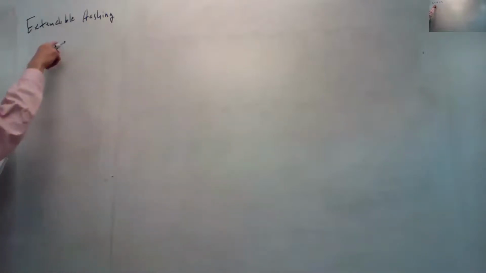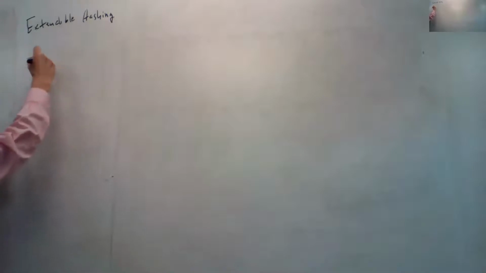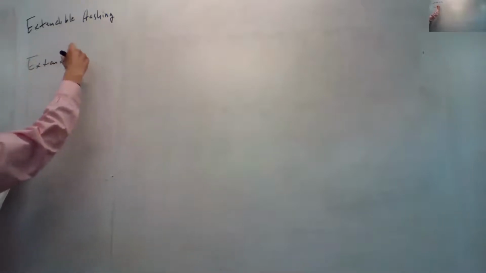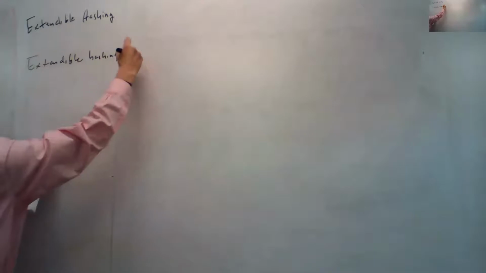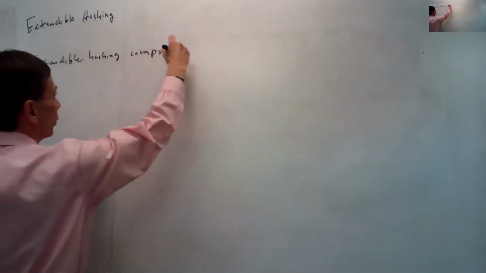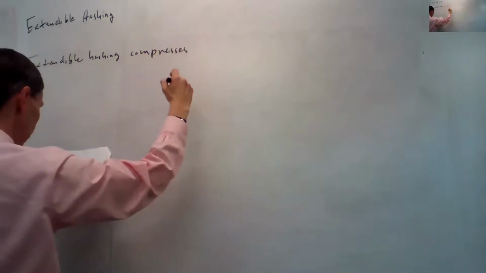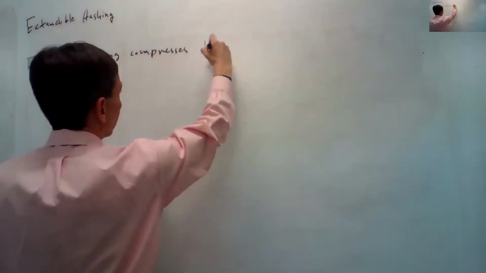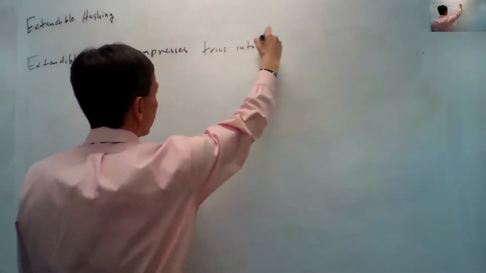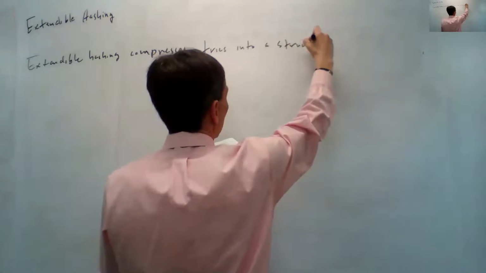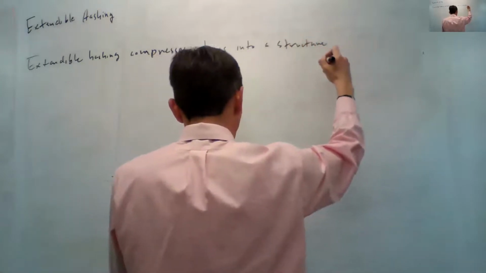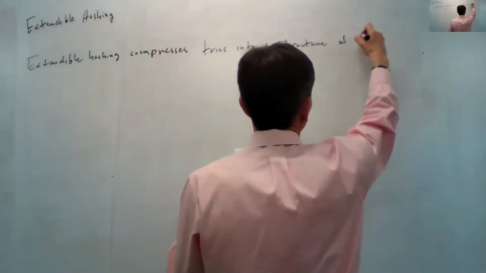So extendable hashing compresses tries into a structure of keys in a collection.